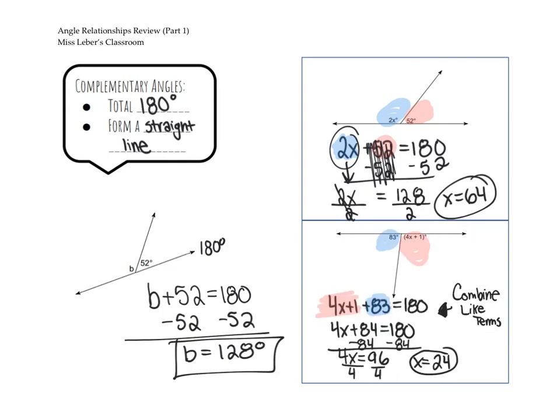Alrighty, let's see how you did. I saw that I've got those two pieces that make that straight line. So this red piece here is going to be that 4x plus 1, plus this 83 is going to give me a straight line, or 180 degrees. So 4x plus 1 plus 83 is 180 degrees. I can combine my like terms. There's only one term with an x, so that's going to stay, but 1 plus 83 gives me 84.